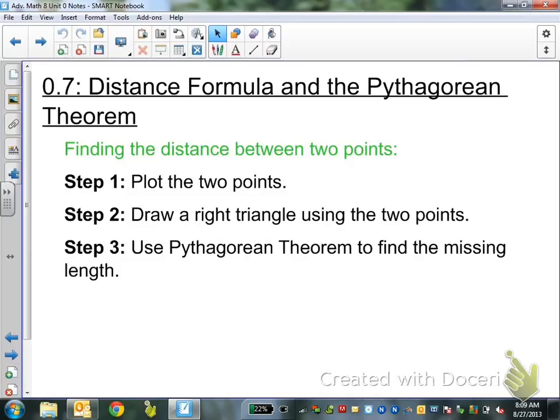First, you are going to plot the 2 points on a graph. Then from those 2 points, you will draw a right triangle using those 2 points as your diagonal. And after we have a right triangle, we can use the Pythagorean theorem to find the missing length. So we're going to be using the Pythagorean theorem here to draw triangles and find the missing length. And from there, we will be able to actually figure out what the distance formula is.